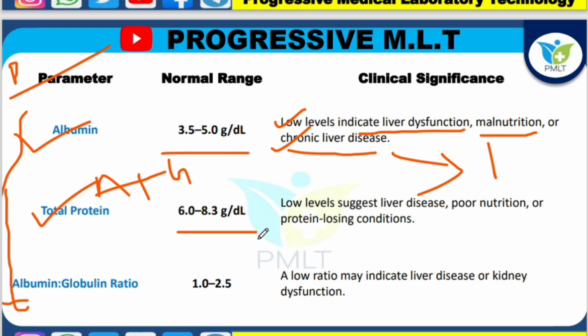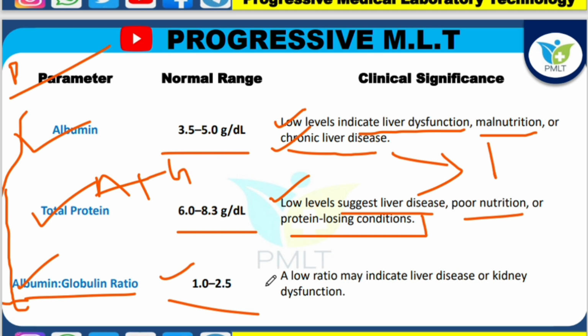There is no other option. You have to just memorize it. Clinical significance: a low level suggests liver disease, poor nutrition as well as protein-losing conditions. Protein is decreasing, so the total protein level you find in the LFT decreases. Okay, after that, the AG ratio is also an important parameter in the LFT. Various competitive exams ask what you mean by AG ratio. The normal range is 1.0 to 2.5. A low ratio may indicate liver disease or kidney dysfunction, because the liver is not maintaining the ratio of albumin and globulin. Understand? So we say that if the AG ratio is not good, liver dysfunction is happening. Okay, that's all about the protein parameters.